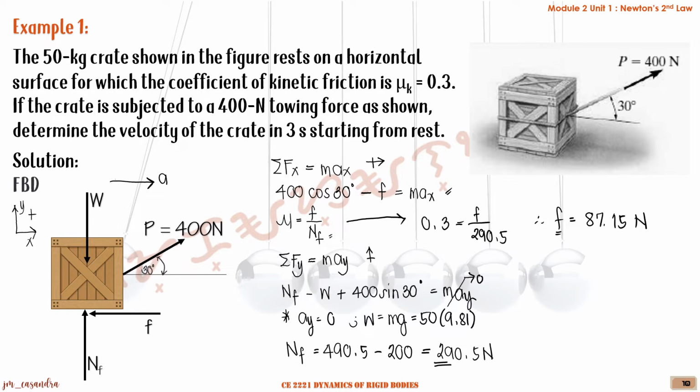We have 400 cosine 30, which is equal to 346.41, minus 87.15. That's equal to the mass, which is 50, times ax. So ax is now equal to 346.41 minus 87.15, divided by 50. You now arrive at 5.185 meters per second squared.